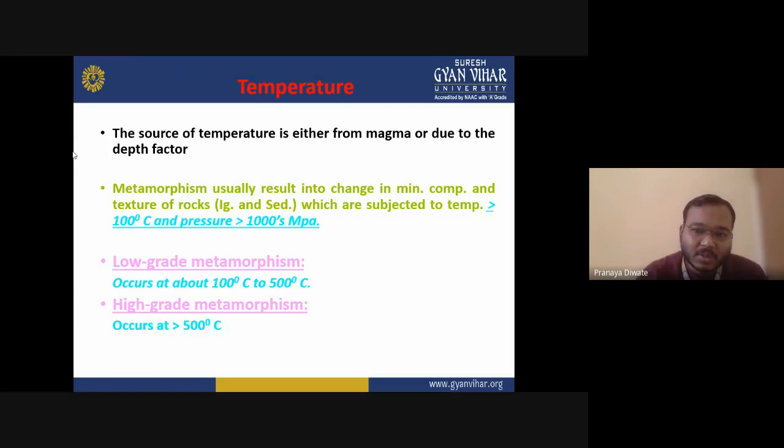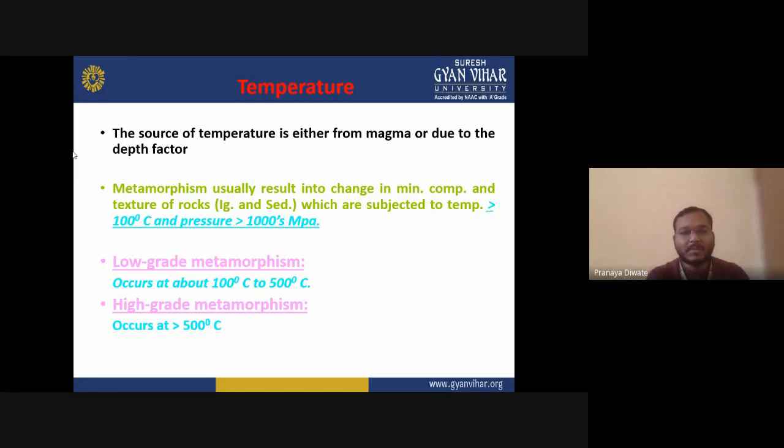Metamorphism usually results in a change in the mineral composition and texture of rocks which are subjected to a temperature of more than 100 degrees Celsius and pressure of more than 1000 megapascal. What metamorphism is all about is the change in structure. For changing those structures, you need temperature. Temperature is generally more than 100 degrees Celsius, and pressure is more than 1000 megapascal.